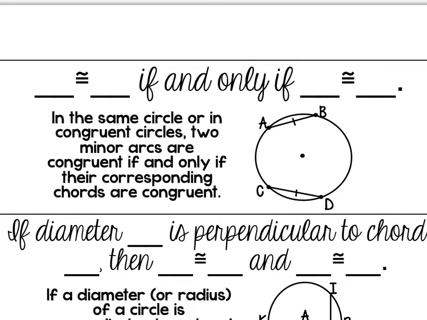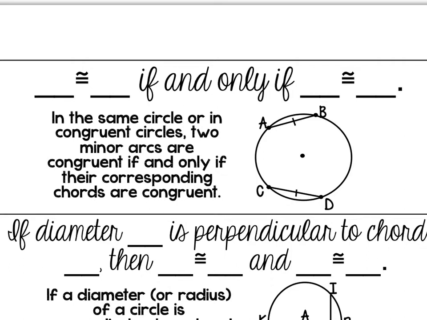Today we're going to look at different properties of chords. Remember, chords connect 2 points on a circle. So the first theorem is that in the same circle, or in congruent circles, 2 minor arcs are congruent if and only if their corresponding chords are congruent.